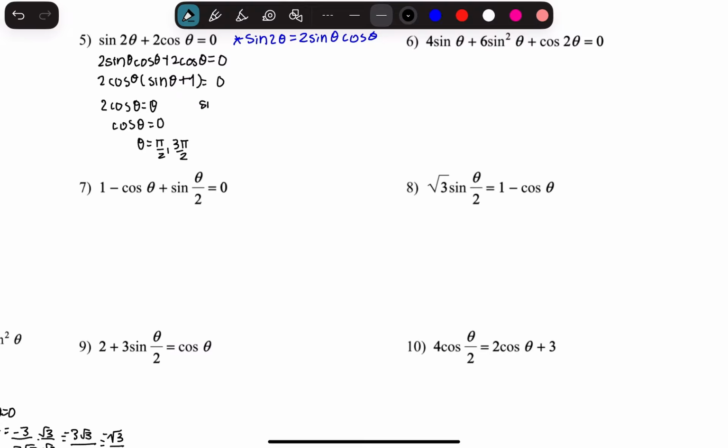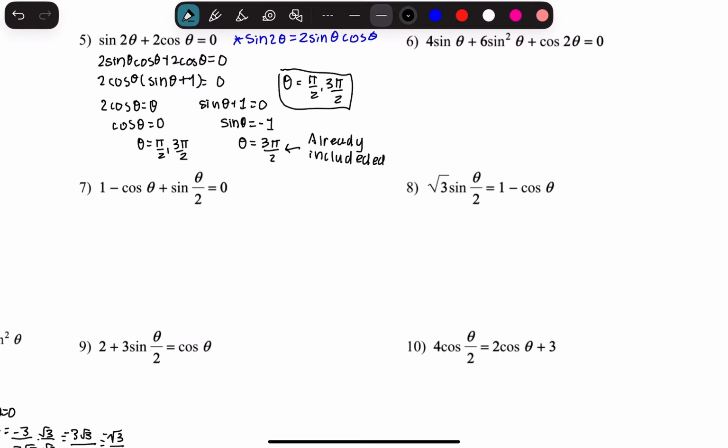Now we can do the same for sine θ plus 1 equal to 0. You can write that as sine θ is equal to -1. And this occurs when θ is equal to 3π/2, so 270 degrees. And that was already included. Make a note of that. That's already included, so you only actually state it once. So we're going to put our final answers right here: π/2 and 3π/2, and those are our answers.